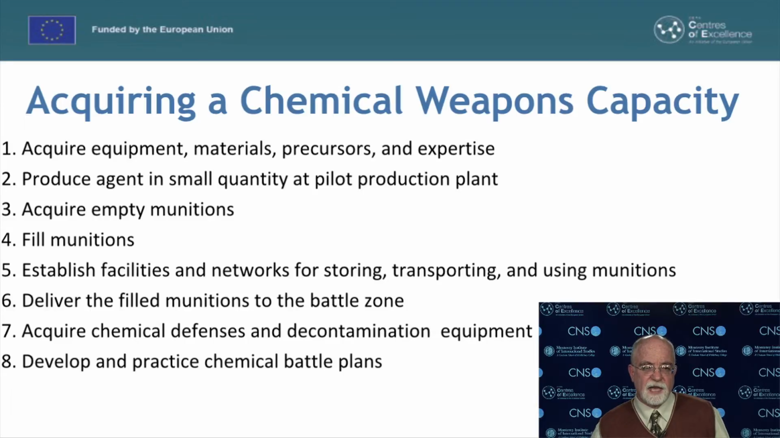Acquire chemical defenses and decontamination equipment and train troops to fight in a chemical environment. Develop and practice battle plans for chemical weapons use. However, proliferant states or terrorist groups may not follow this process exactly. They may choose to cut time and expenses by eliminating safety and defensive measures during the production process. Also, they might not establish storage networks or battle plans if the chemical weapons are to be used immediately.